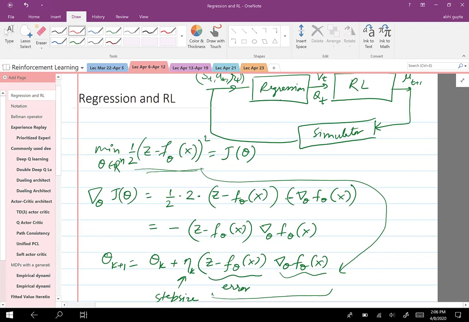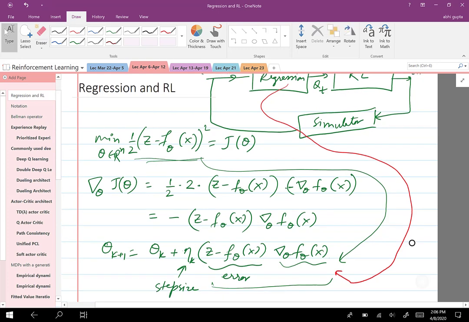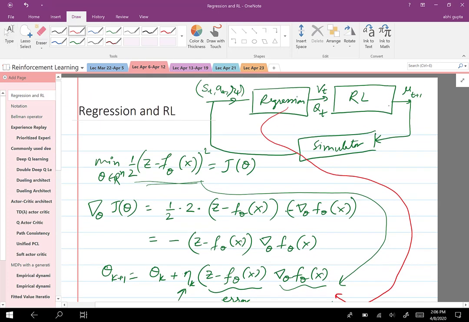So this update rule is basically used in this regression block. Sometimes it's also used in the RL block if your mu, which is the policy, is also parameterized with theta. Except that in the case of the value function, f will be v theta, and this will be the value we would like it to have, and this is the current value that we have computed.